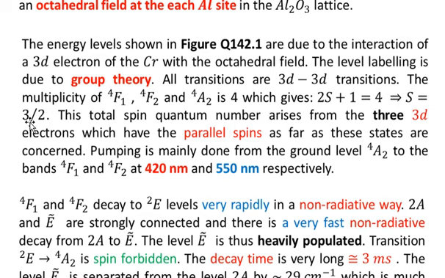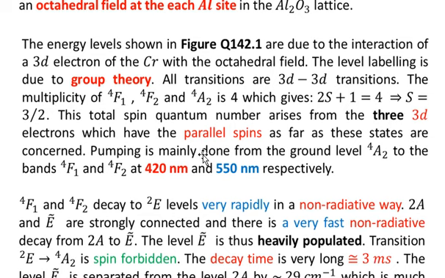So obviously it appears that the 3 electrons have a parallel spin. So each electron has a spin equal to half. So 1/2 plus 1/2 plus 1/2 will give you 3/2. So it means that all the 3 electrons in the 3D transitions will have total spin equal to 3/2. So this total spin quantum number arises from the 3D electrons which have parallel spins as far as these states are concerned.